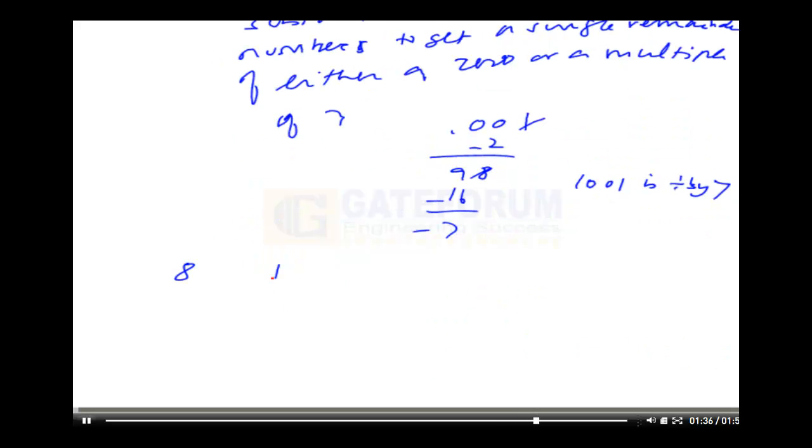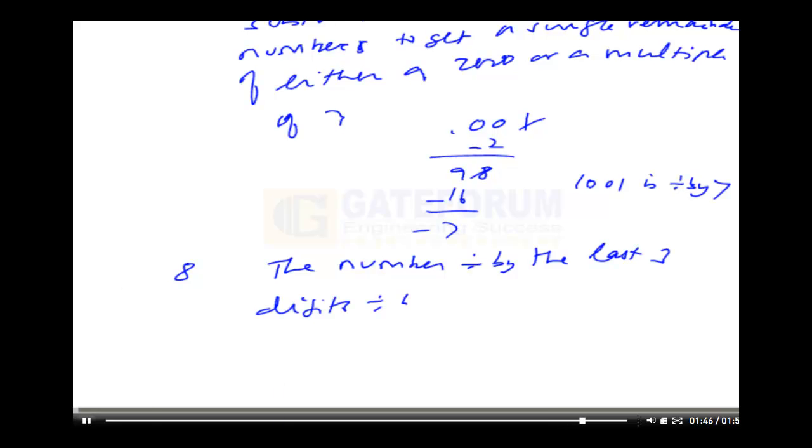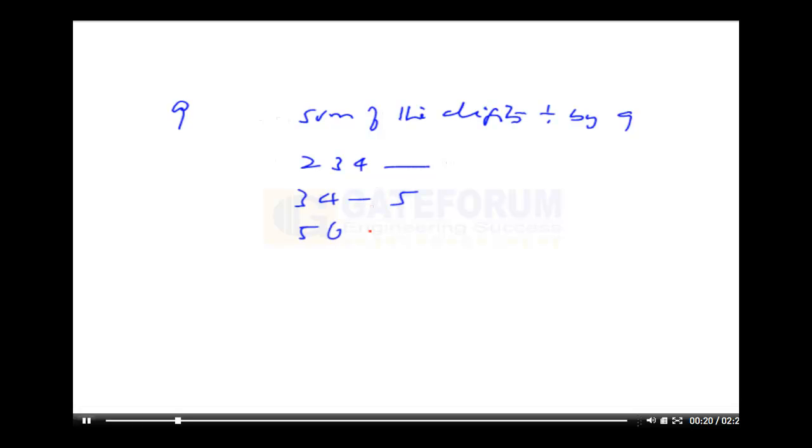Now 8. The rule is, the last 3 digits should be divisible by 8. So 1, 2, 3, 4 doesn't divide, 5 doesn't divide, but 1, 2, 3, 4, 5, 6 definitely divides 8. Similar to 3, for 9 the sum of the digits should be divisible by 9. So if we give you a number like 2, 3, 4 dash, what should come there? The least integer, or 3, 4 dash 5, or 5, 6, 7 dash. So the first case it is 0, second case is 6, third case is also 0. The sum of the digits must divide 9.